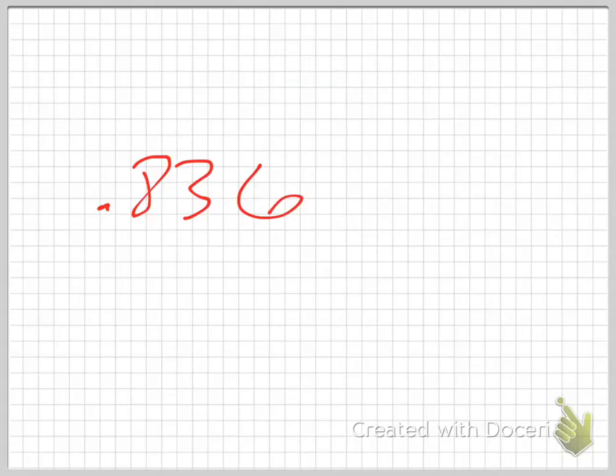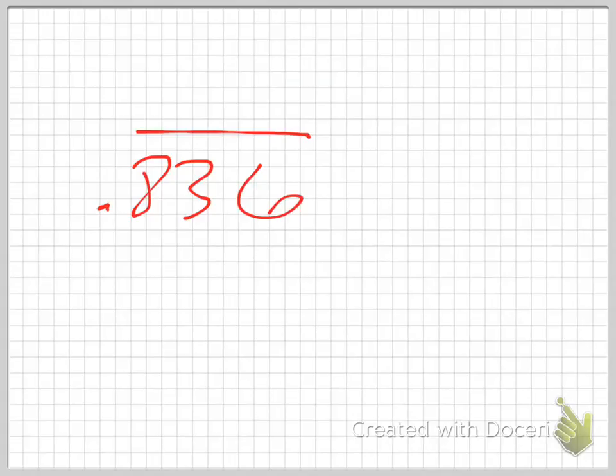Yeah, 836 over 1,000. Okay, so every decimal is a rational number, right? A decimal is a rational number because you can write it as a fraction. What happens if I make it a repeating decimal? So if it was 0.836, 836, 836, 836 forever, that's how you'd write it, 0.836 with a line over it.